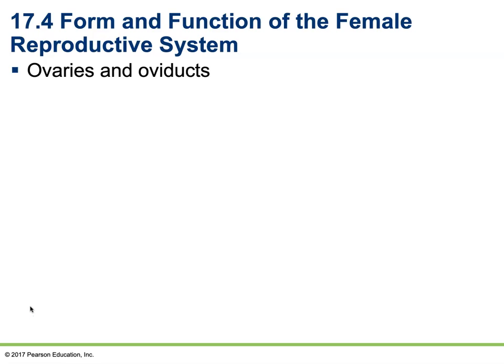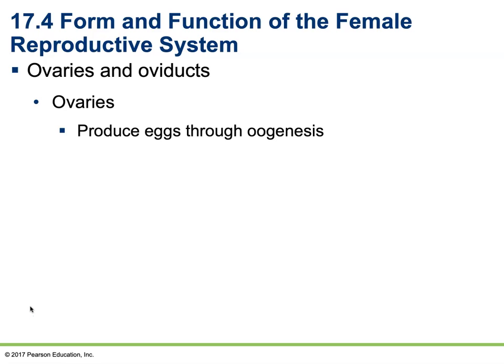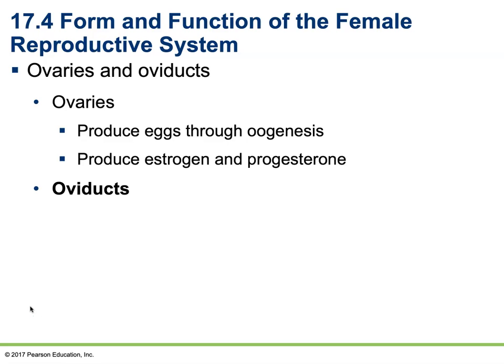So we're going to start off with the ovaries and the oviducts. The ovaries are going to be about twice the size of an almond. They're going to be responsible for producing eggs through a process known as oogenesis. They are also responsible for producing the sex hormones estrogen and progesterone.